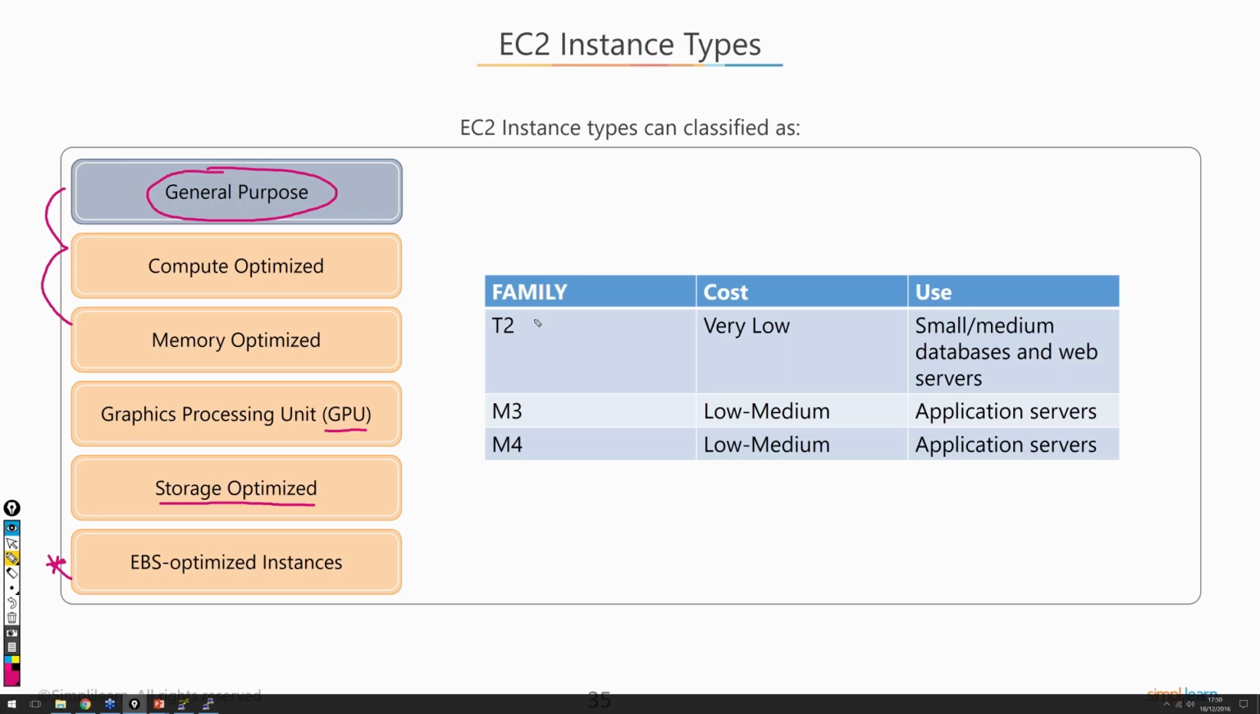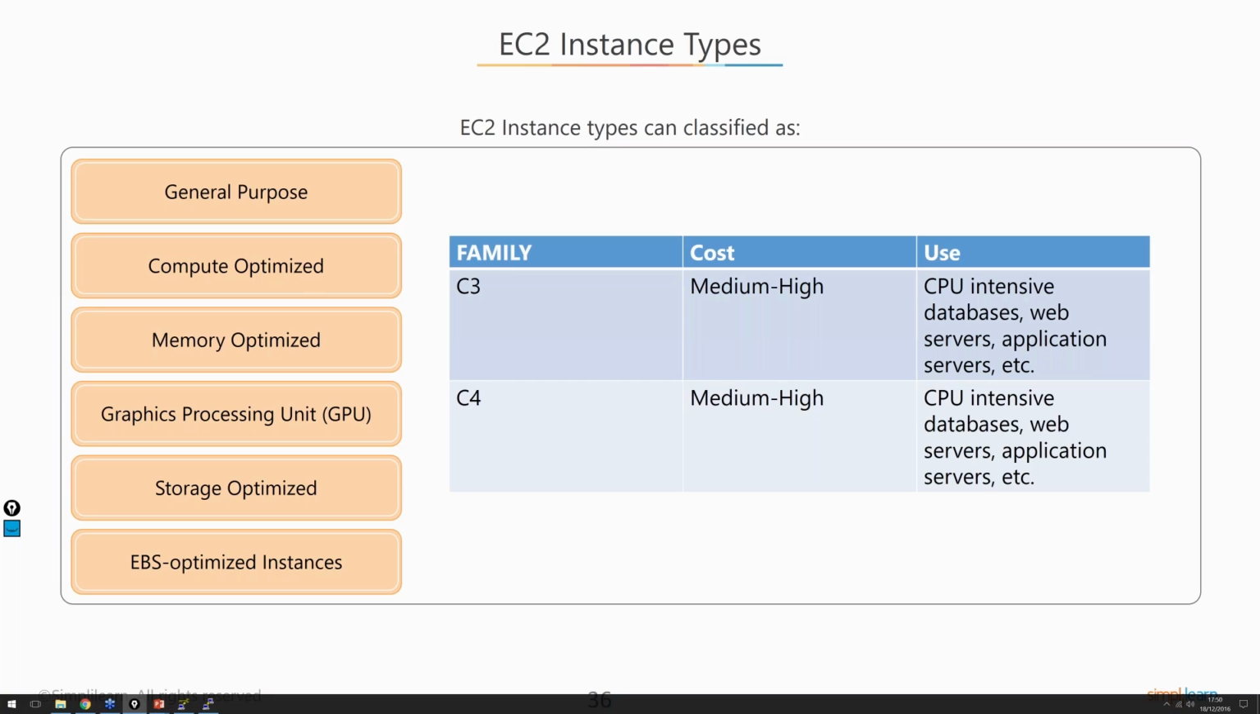In the general purpose we have a T2, M3, and M4, and those instances are very, very generic. They have a good combination of memory, CPU, and everything's pretty much balanced. They have more or less an equal amount of CPU versus memory versus network. So it's a little bit of everything, and it's pretty much good for everything. It's like a universal instance.